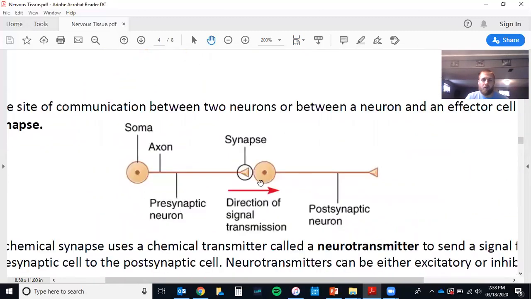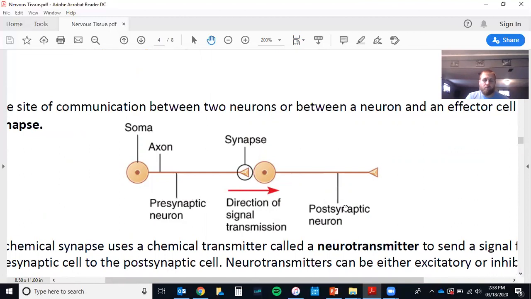of one neuron and then travel across, and this illustration doesn't show it, but the dendrites would be where those neurotransmitters are going to go on the second neuron. The first neuron is always called a presynaptic neuron. The second neuron is always called a postsynaptic neuron, and that's because pre means before and post means after.